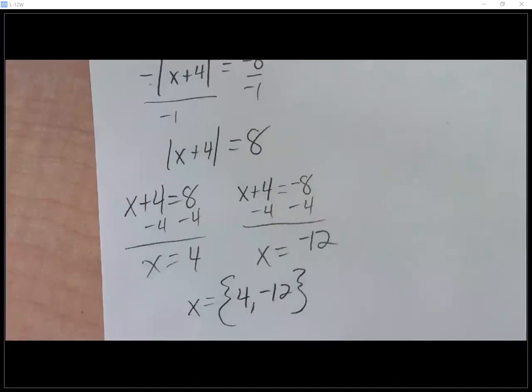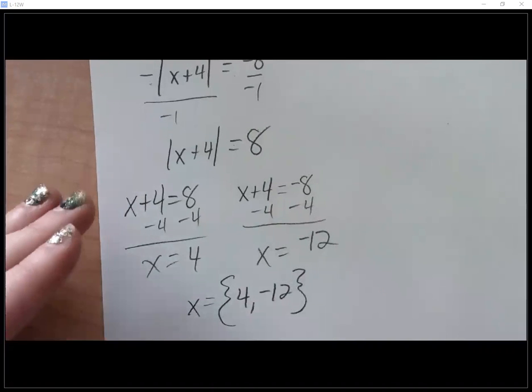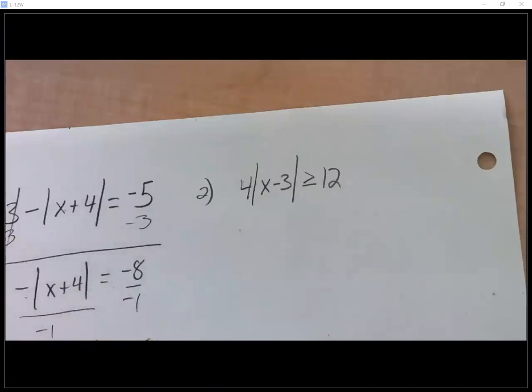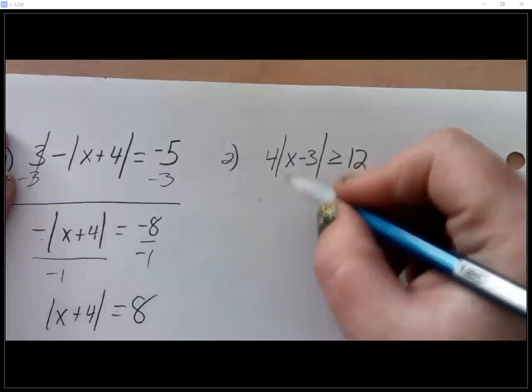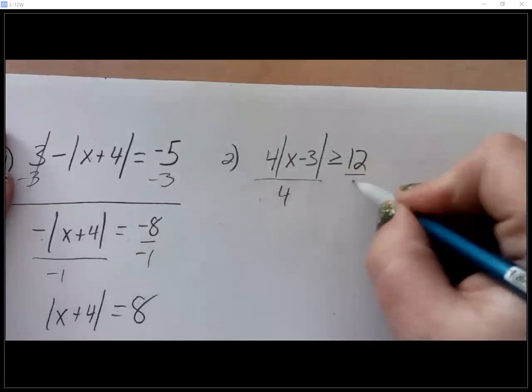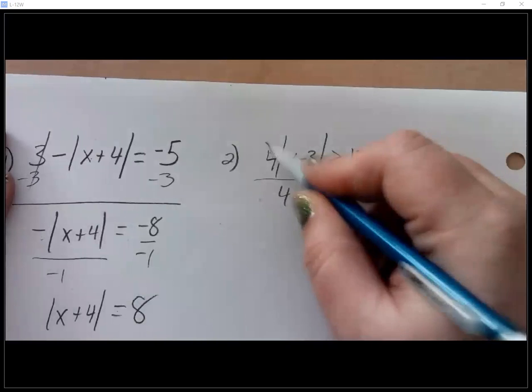Okay, it's basically the same idea for number 2, the second one. But I'm telling you right now, a whole bunch of you are going to forget the crucial step. You ready? First, get it by itself. Divide both sides by 4. You can't distribute through an absolute value. That's not a thing.